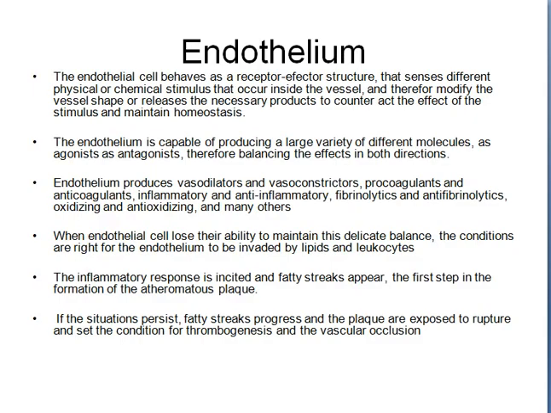And we're going to end up with a couple of slides on what the endothelium actually is, just to try and go over things with you. So the endothelium, if we look here, produces vasodilators and vasoconstrictors, procoagulants and anticoagulants, inflammatory and anti-inflammatory, fibrinolytic and antifibrinolytic, oxidizing and anti-oxidizing agents, depending on whether it's been damaged or not. When the endothelium loses its ability to maintain this balance, the conditions are right for the endothelium to be invaded by lipids and leukocytes.